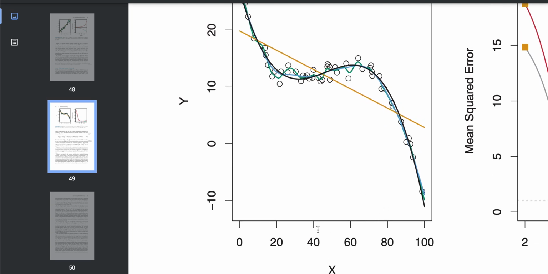For x's that are in the range between 40 and 80, the model tends to underestimate the true values. It's underestimating. For values up to around 40 in this range, the line tends to overestimate the y value. So there's a bias, there's a tendency.